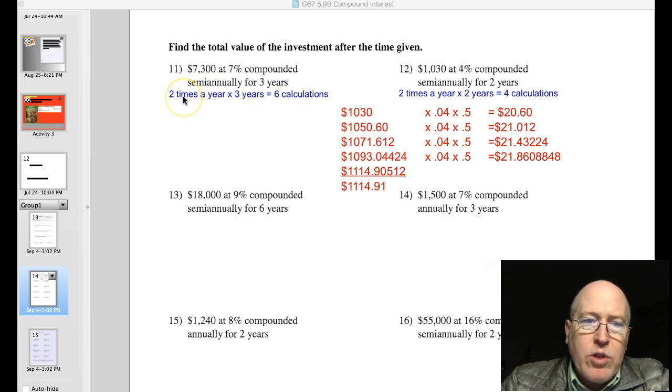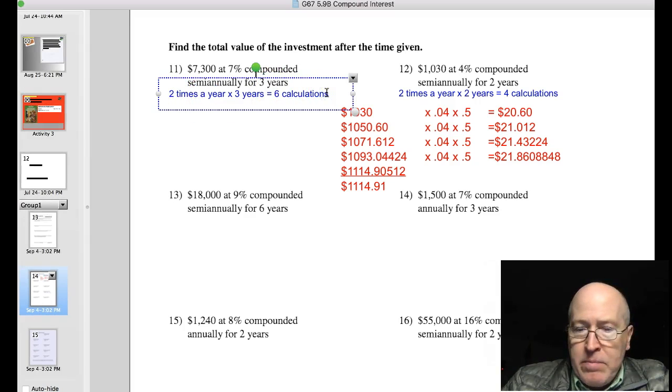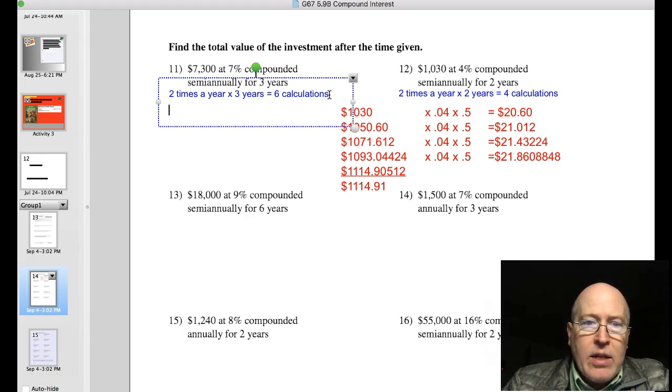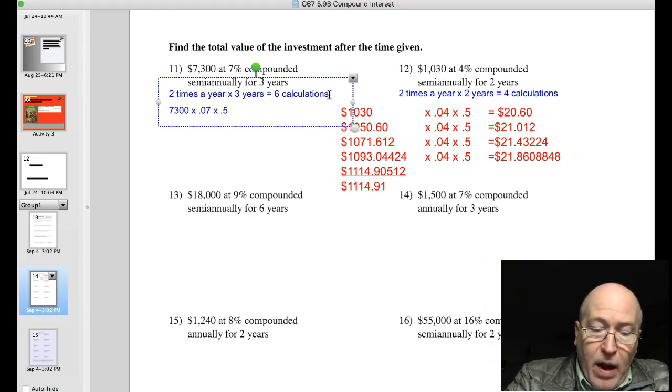Semi-annually means twice a year. So you're going to do it 2 times a year times 3 years, for a total of 6 calculations. So instead of using the number 1 for the year, you're going to use 0.5. Let me just pop it in. You'd calculate this one out at $7,300 for the first calculation times 7% interest, and that's as a decimal, so that's 0.07 times 0.5. So your first 6 months, because it's a half a year here, the interest on that would be determined from that calculation there.